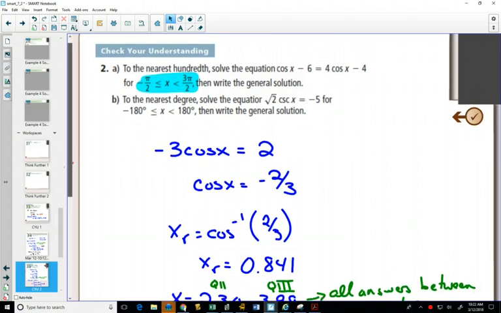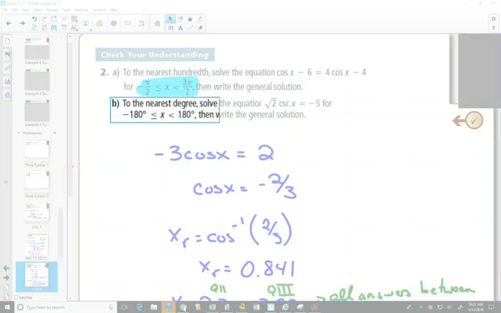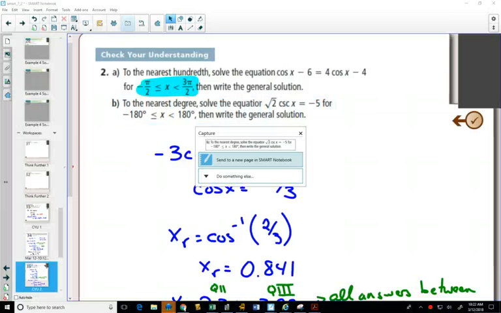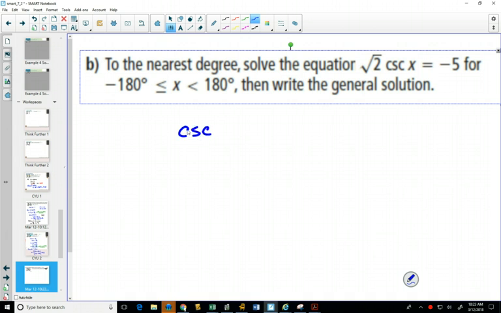Scroll up to look at part B. To the nearest degree, solve the equation root 2 cosecant x equals -5. With all of your reciprocal trig functions, cosecant, secant, and cotangent, if you have an equation with them, just like sine, cos, and tan, we want to get the trig function by itself. So I can get cosecant by itself by dividing both sides by the square root of 2.